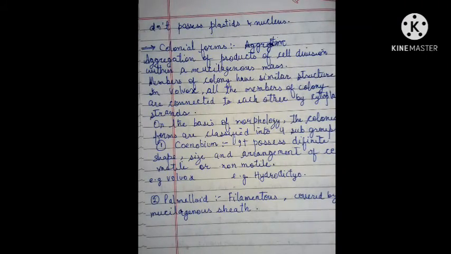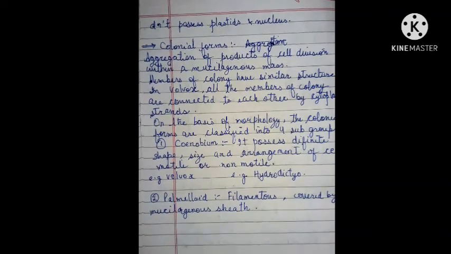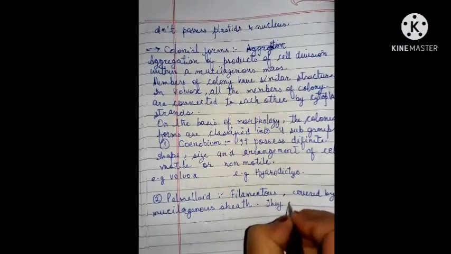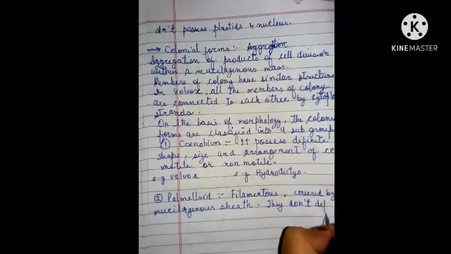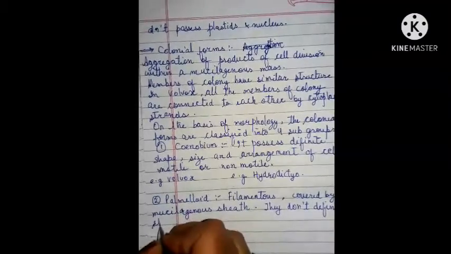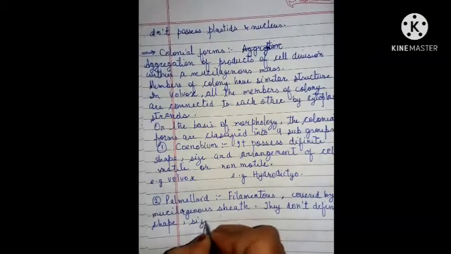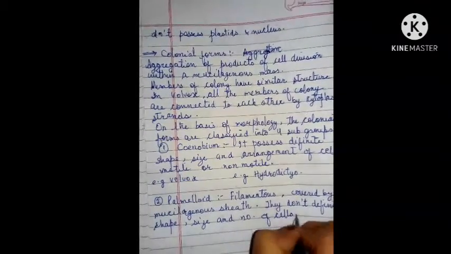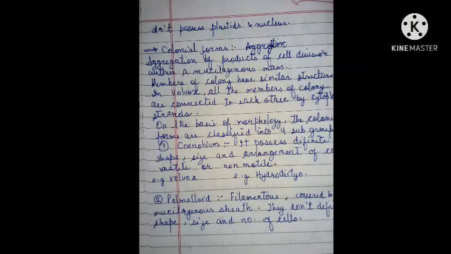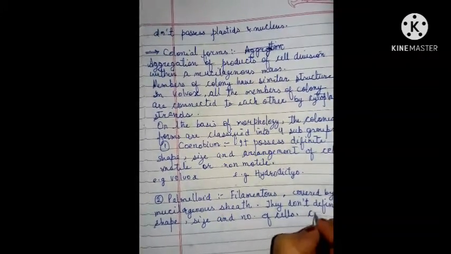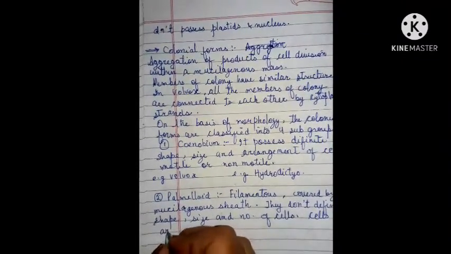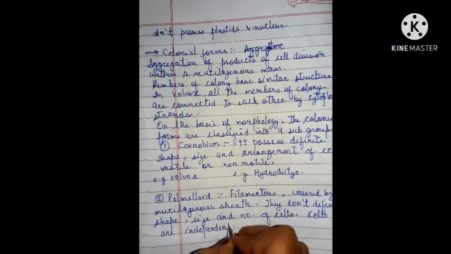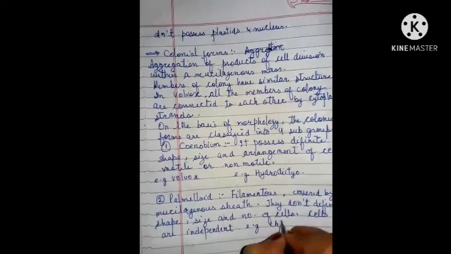These colonies do not possess a definite shape and size as in case of cenobium. So they don't possess definite shape, size, and number of cells. The cells of the colony in case of palmelloid are independent. Example, Chlamydomonas.